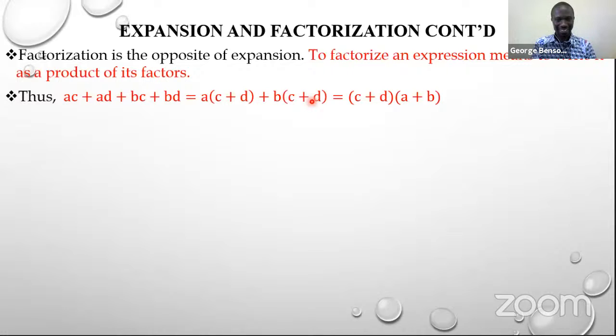Is that okay? So now, you see I have C plus D here, I have C plus D here. So I'm now going to factor that one out. Is that okay?